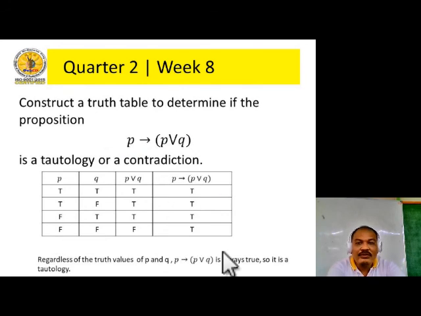Okay. Moreover, if we have this operation and we ended up with true values in all combinations, then this is a valid example of tautology. Regardless of the truth values of P and Q, always true, so it is a tautology.